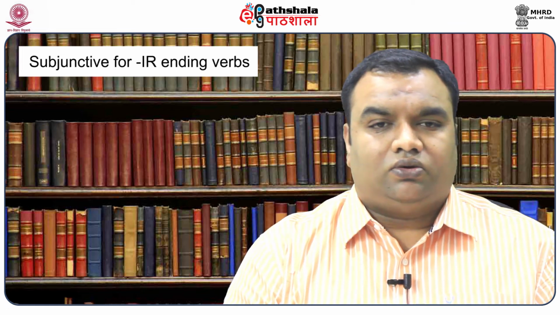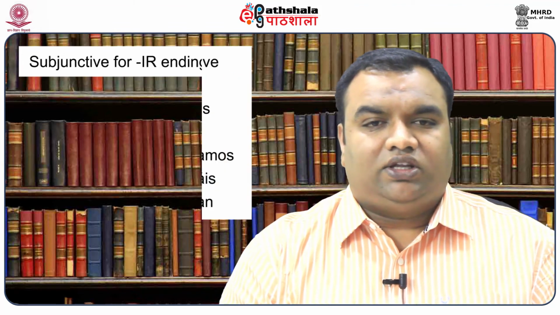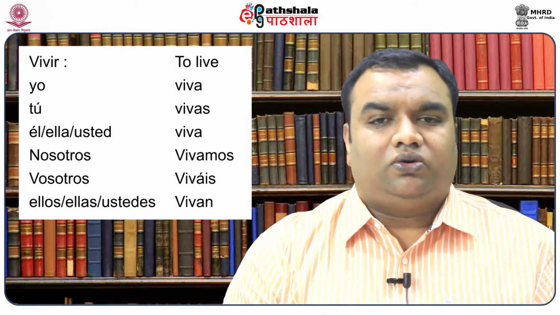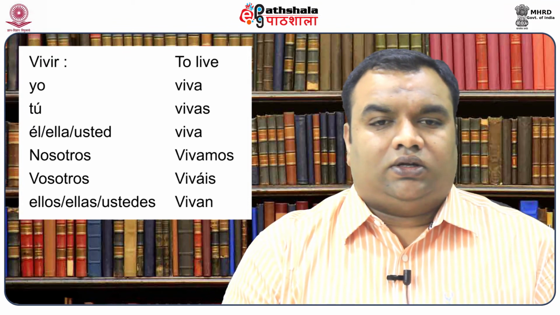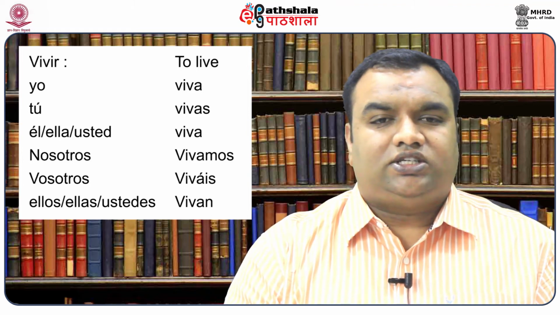Let's take up the IR ending verbs in the present subjunctive conjugation format. We will follow the same steps of removing the final O of the indicative form. Let's take the example of vivir in this case. The first form of the verb vivir in the indicative yo form is vivo. In step 2, we take off the final O of the yo form. And finally, we add the AR verb endings to the stem viv.